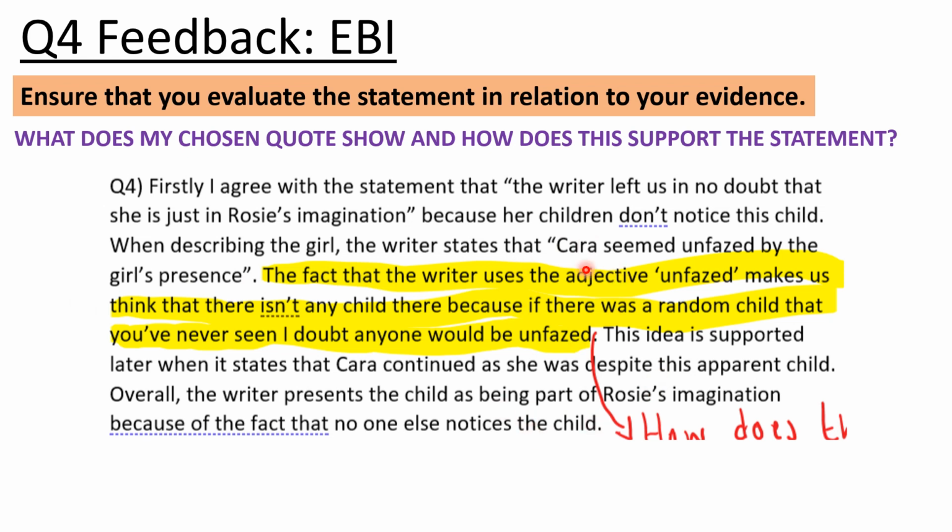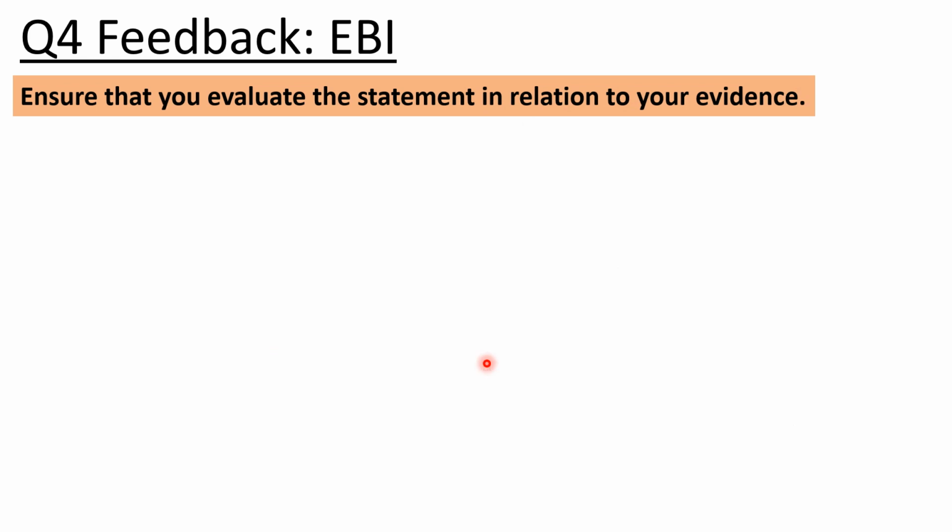And as you can see, I've highlighted this and I've labelled it off. And here I've written this question. How does this support the statement? You've chosen good evidence. You've mentioned what the quote shows, but this student hasn't gone the next step and told us how this quote and what it shows supports the statement. So how do we make sure that we do this?